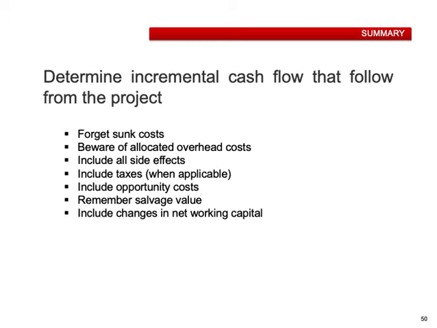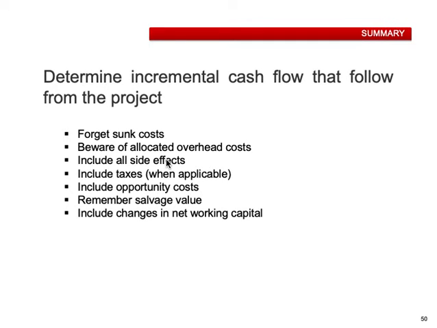So when we're going to calculate the net present value of a project, we need to determine its incremental cash flow. We have to follow a set of rules. The first rule is that we need to forget sunk costs in the cash flow calculation. We also need to be aware of the allocated overhead costs. So if the company has fixed costs that it has to pay in any case, then you need to exclude the fixed costs from your cash flow calculation.